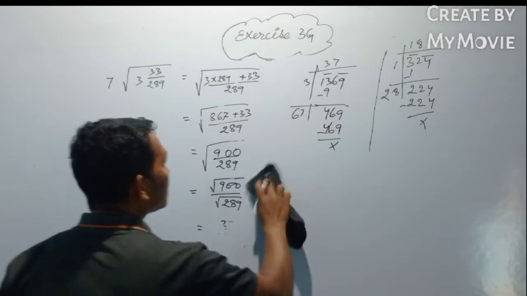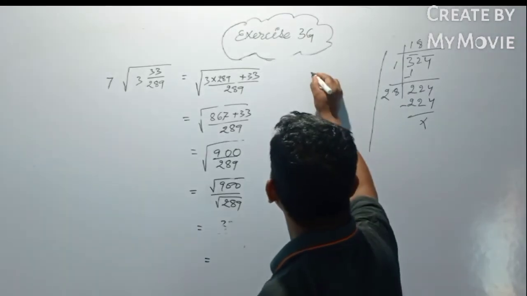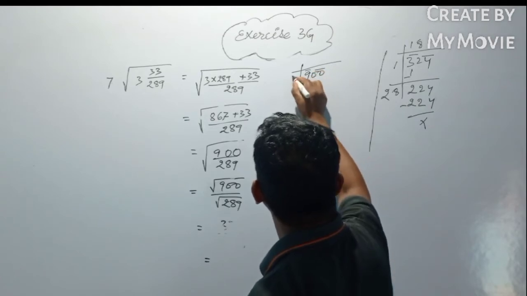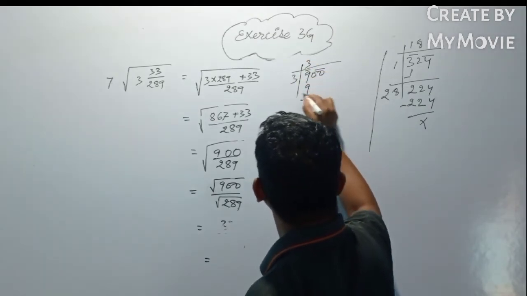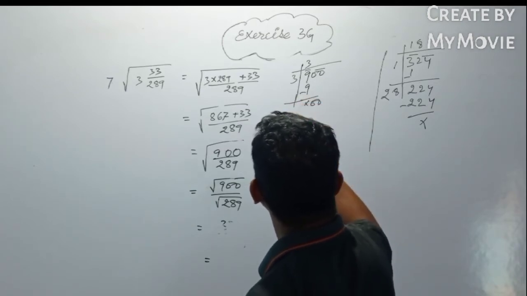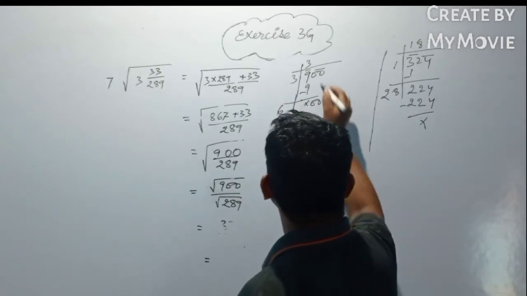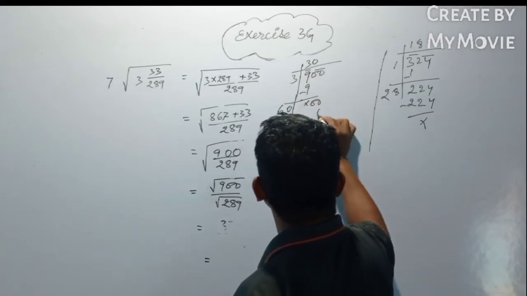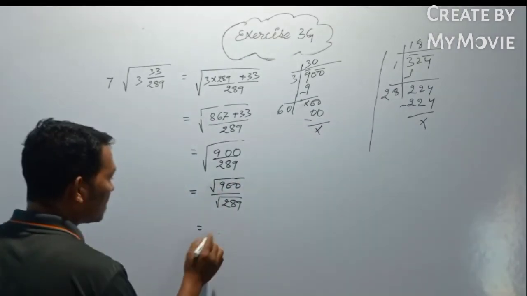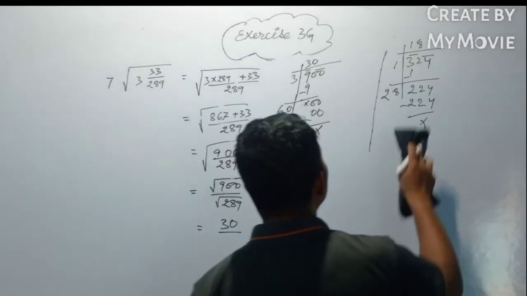Now the square root of 900. 3 3s are 9. Bring this down. 3 plus 3 is 6, here we have 0, so take 0. 0 zeros are 0, 0 6s are 0. So the square root of 900 is equal to 30 upon, now the square root of 289.